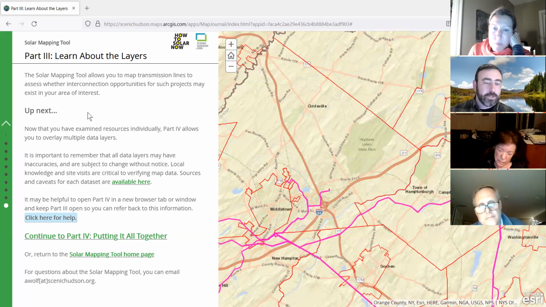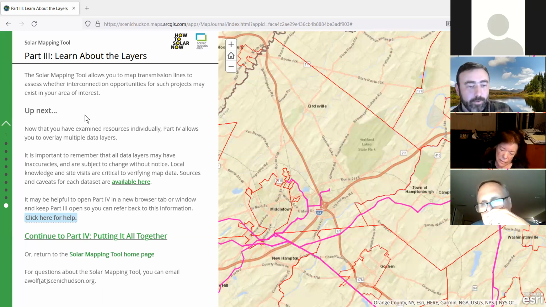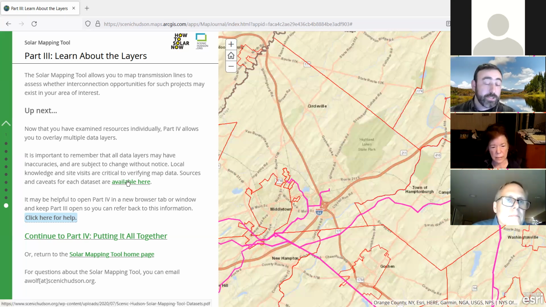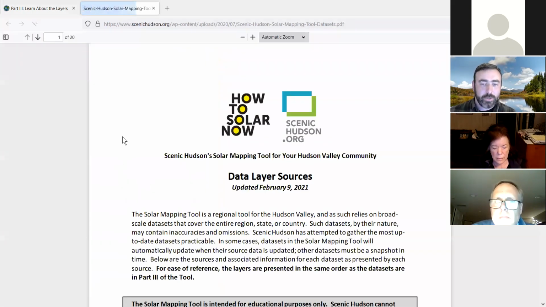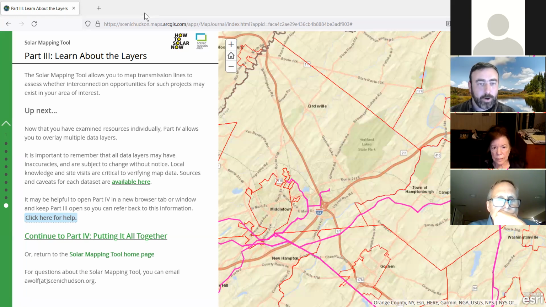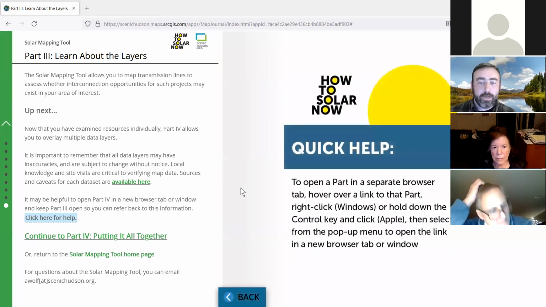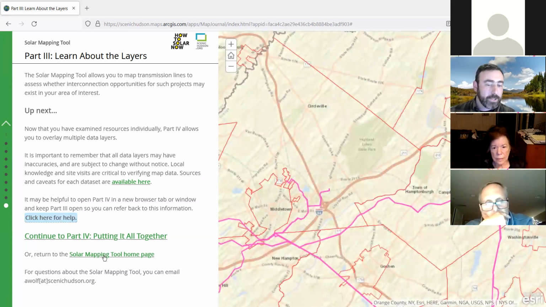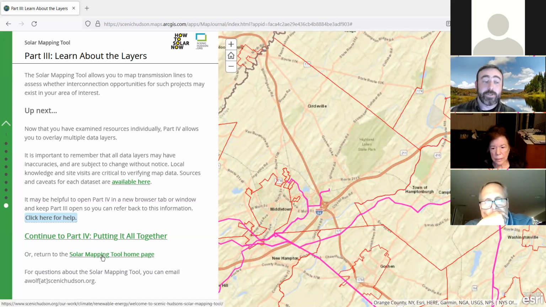So I'll just point out a few other features of the tools before I click over into part 4. Lots of data sets here. If you want to learn more about each individual data set, there is a link to our data sources document. And that's in a few different places, but one of them is at the end of part 3. And then we also recommend that you have 2 tabs open, one for part 3 and one for part 4 when you go to part 4. So if folks are not sure on how to use tabs in their browsers, they can get a little help here. You can also go back to the solar mapping tool homepage if, for instance, you wanted to review part 1 or 2. That would be the way to do that.